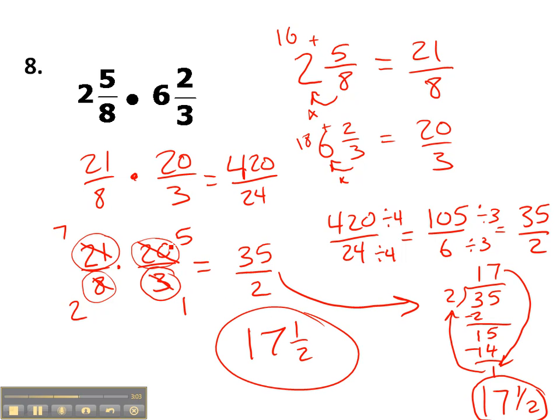I think if you can simplify before you multiply, it's a lot easier. It's easier to see those common factors in this form than it is in this form.